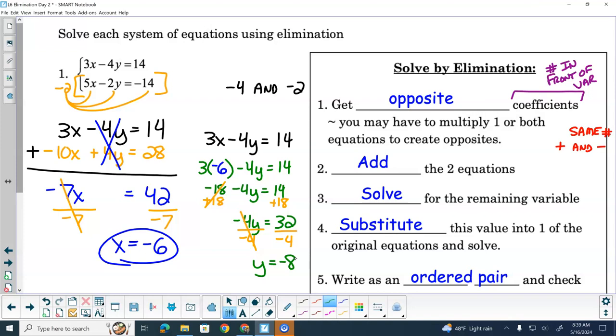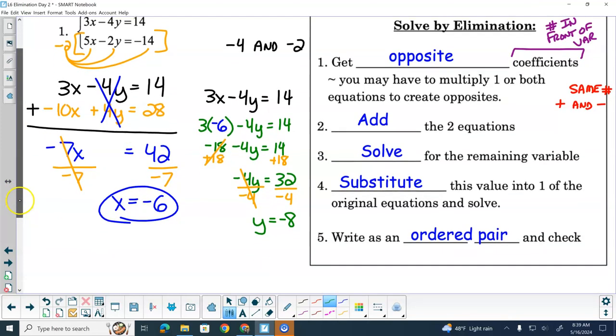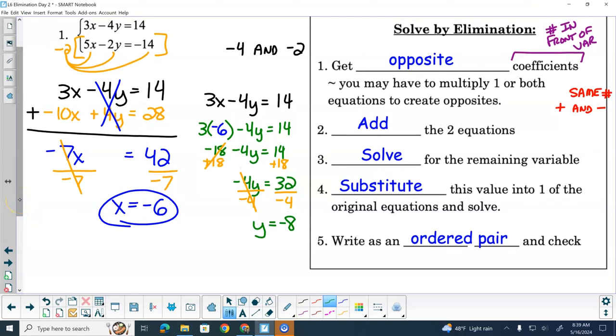Okay. How am I going to write my answer? It's literally written for you right here in step number 5. How am I going to write the answer? Negative 6 comma negative 8, because ordered pairs are x comma y. Yep, exactly. Negative 6 comma negative 8. And then what do I have to do before I've earned the right to circle it? We got to check it, right?